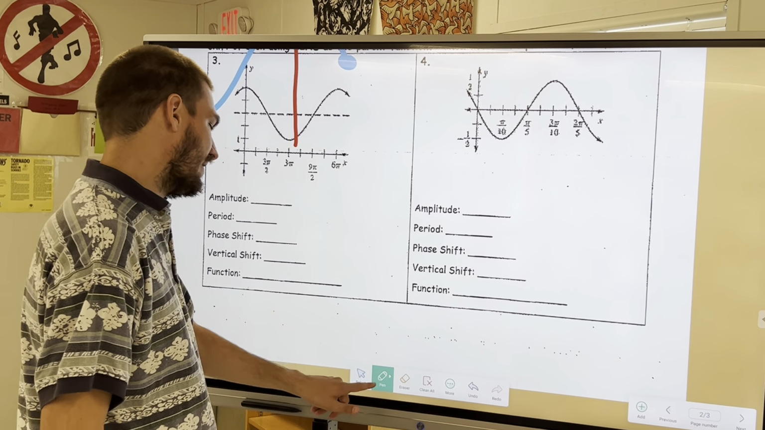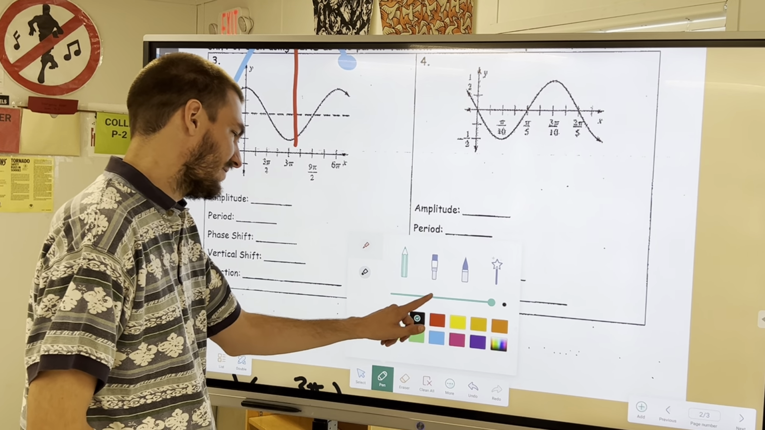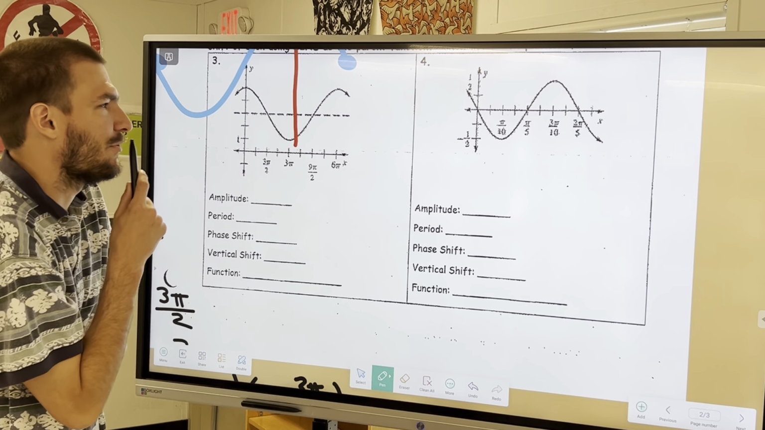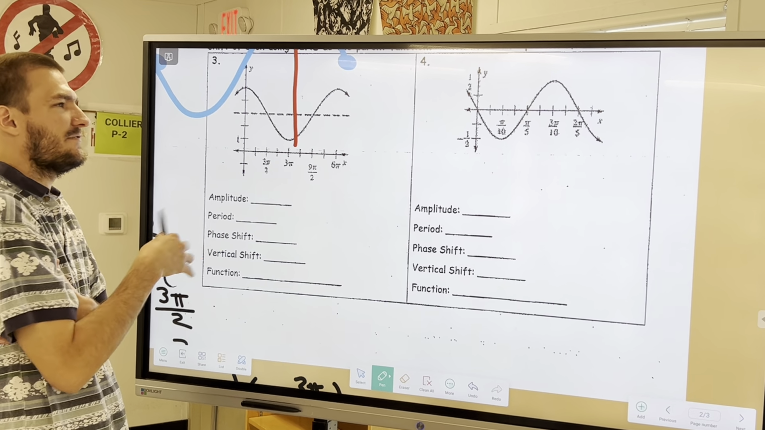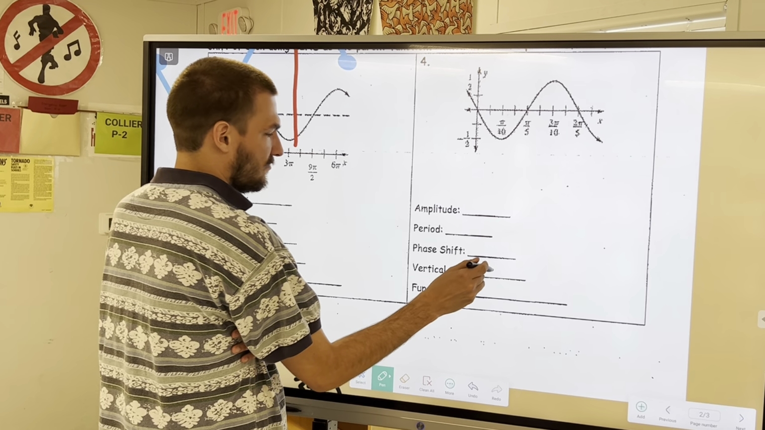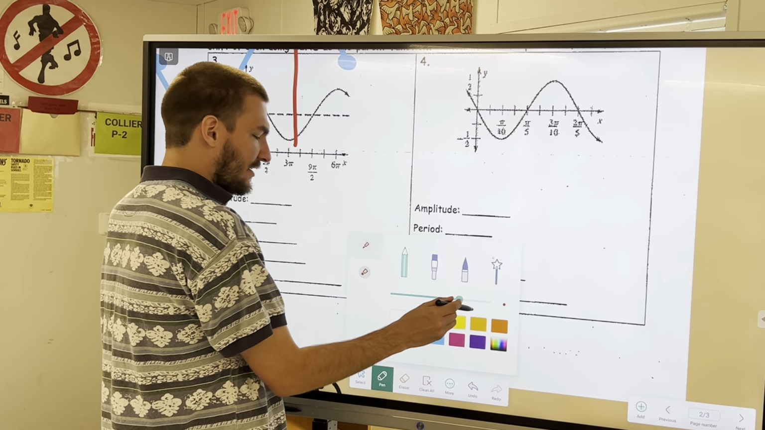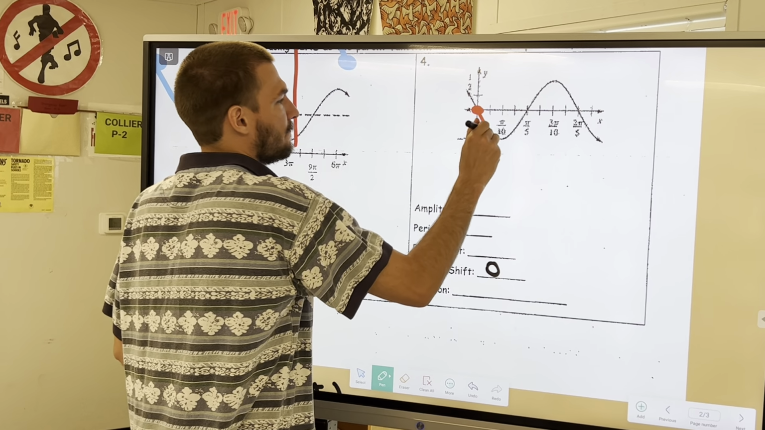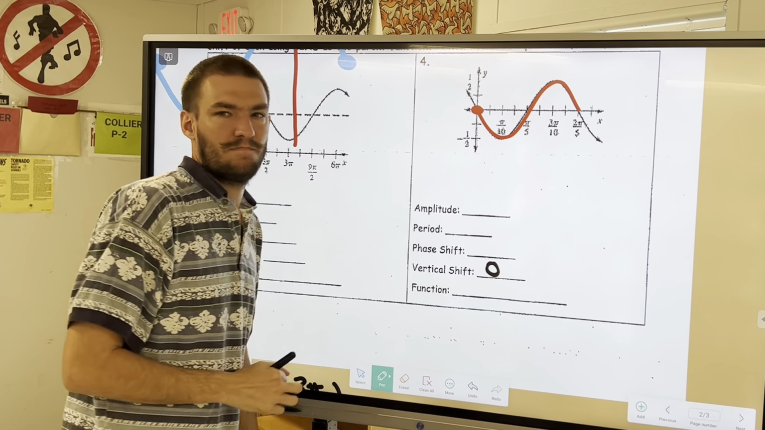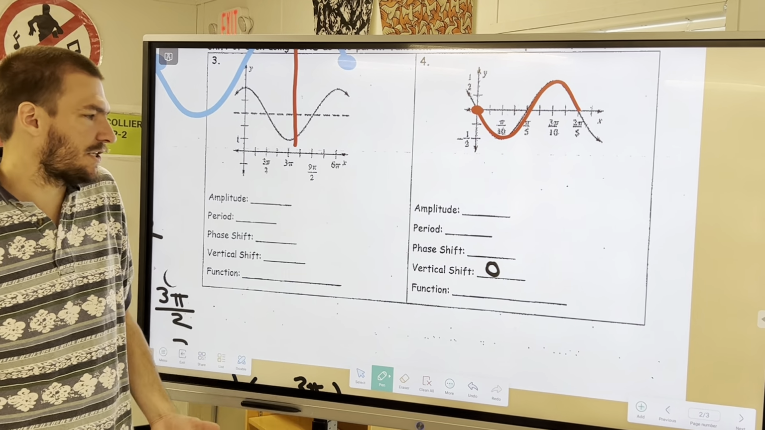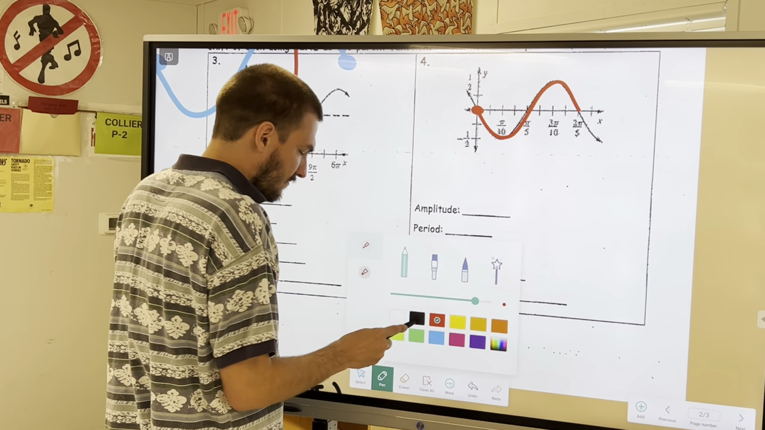The problem with this one is that the printer is also really horrible. So let's just go through it quickly. What's the vertical shift? 0. It's 0, okay? And we need this to be a sine graph, and you know what? It already looks like a sine graph. I think we're pretty good. So what's the phase shift? 0.